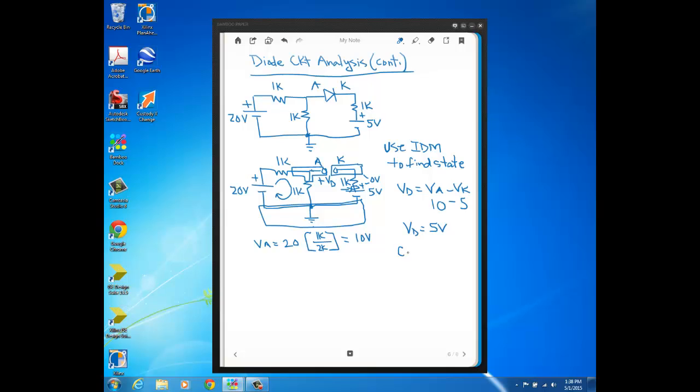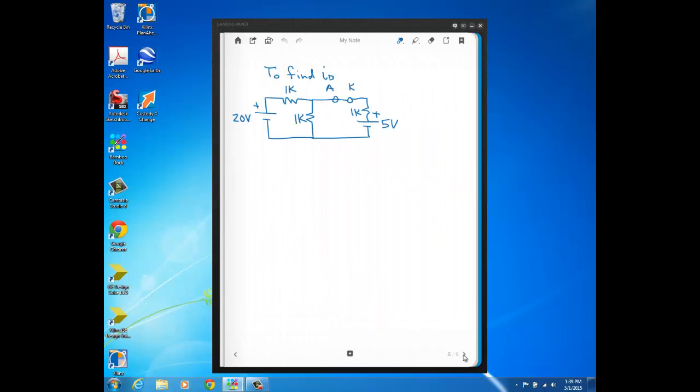So the conclusion is that our reverse bias assumption was incorrect. This diode is really forward bias, since the diode voltage is greater than 0. Now, since we found the state of the diode is forward bias, let's find what that forward bias current is.